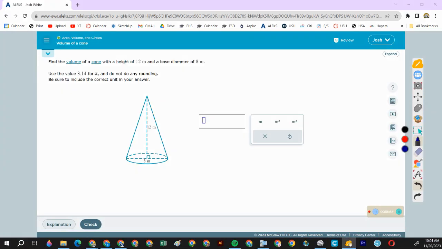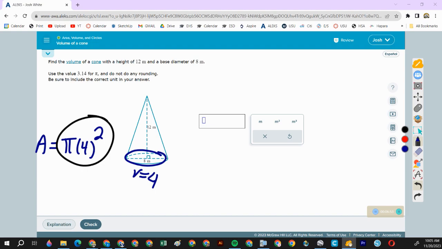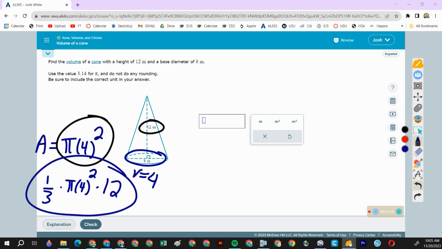All right. Volume of a cone. So this area down here has a radius of 4. So pi times 4 squared. Okay. And then we take this base and we times it by 12. And that gives us the volume of the cylinder. And then we times it by 1/3. So 1/3 times pi times 4 squared times 12. That will be your volume.